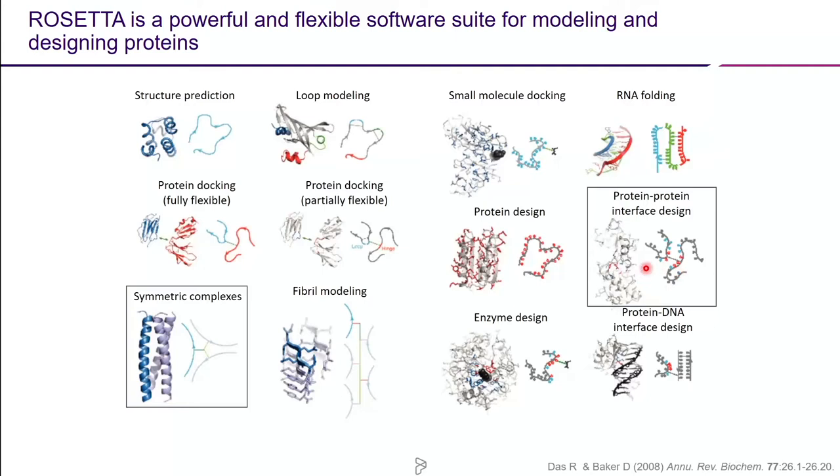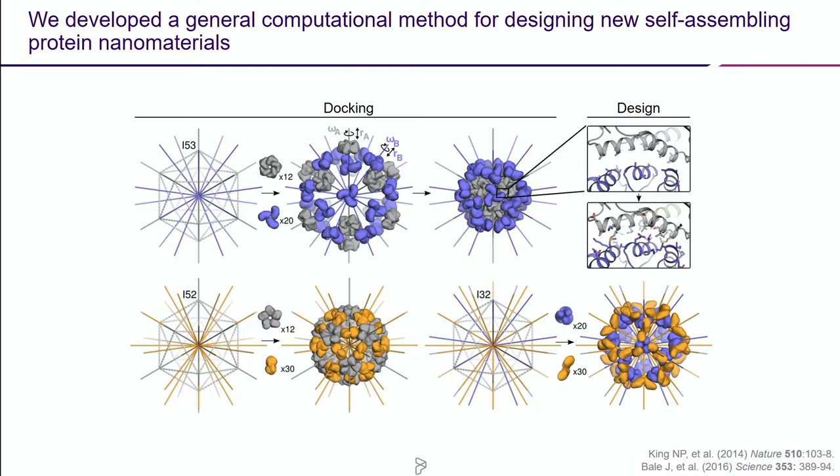The ability to design interfaces between two different proteins, protein-protein interface design, and the ability to model symmetric arrangements of protein subunits. And so the method that we came up with is graphically depicted here. If we focus just on the top row, it's these two fundamental steps. Docking, where you figure out how protein building blocks fit together in three dimensions, and then design or mutation, where you're coming up with a new amino acid sequence.